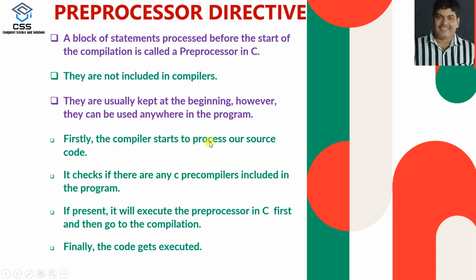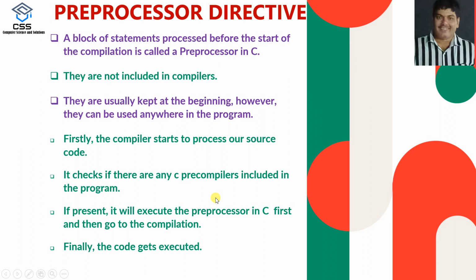First, the compiler starts processing our source code. It checks if there are any preprocessor directives included in the program. If present, it will execute the preprocessor directives first, then go to the compilation. Finally, the code is executed.